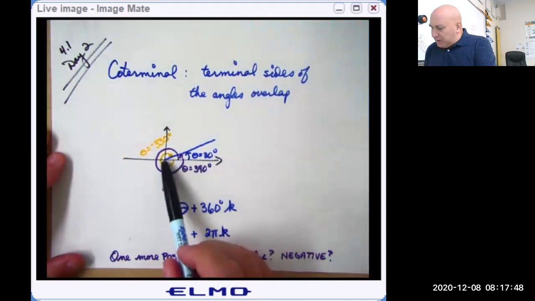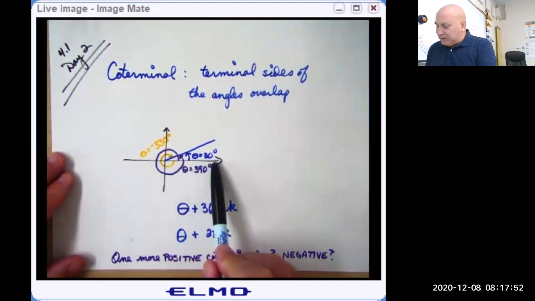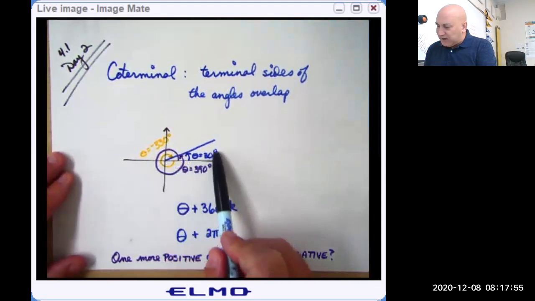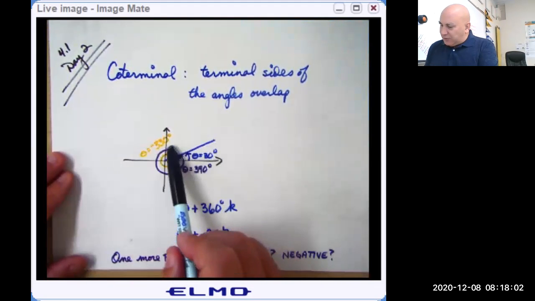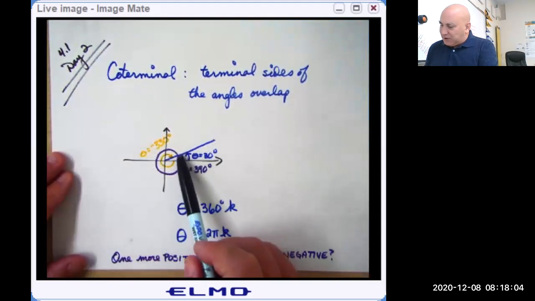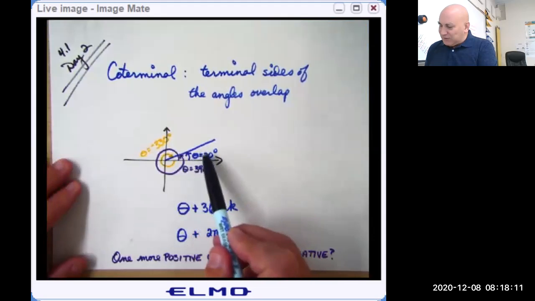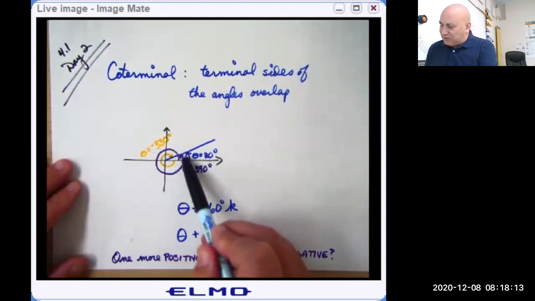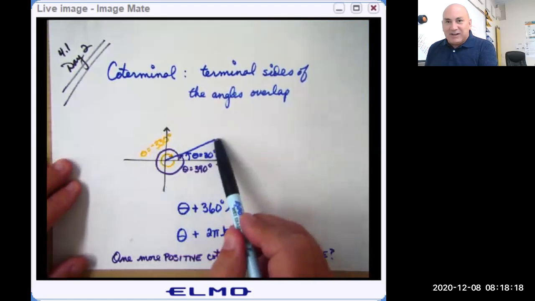Let's say we put our angle in standard position, pinned at the origin, pointing in the positive x-axis, and we rotate it counterclockwise 30 degrees, or pi/6. Well, if you then went another 360 degrees, which is an entire circle, you'd see we'd be at 390. But the terminal side would be in exactly the same place.